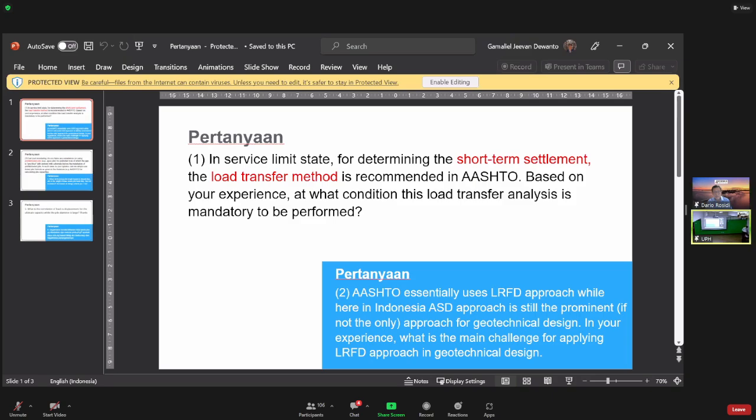So the answer to that is yes, we use the load transfer methods to estimate our settlement.